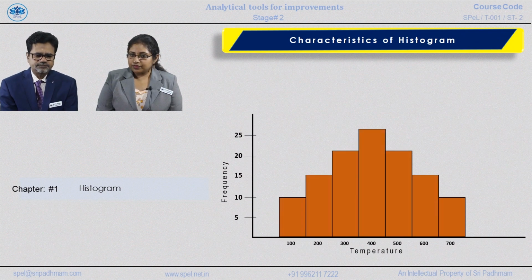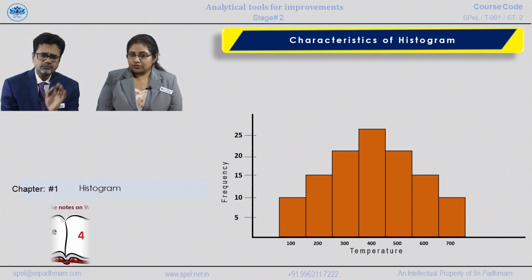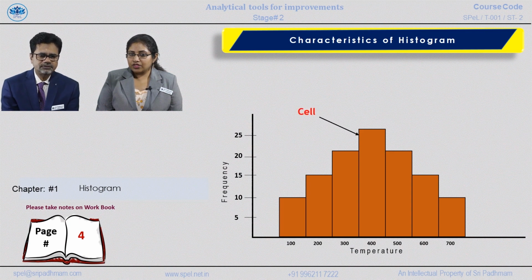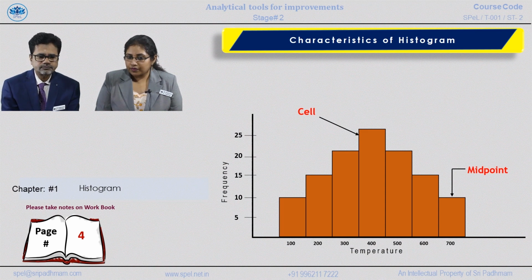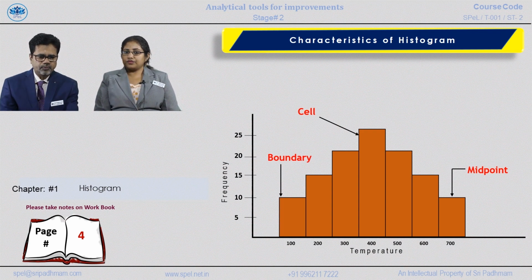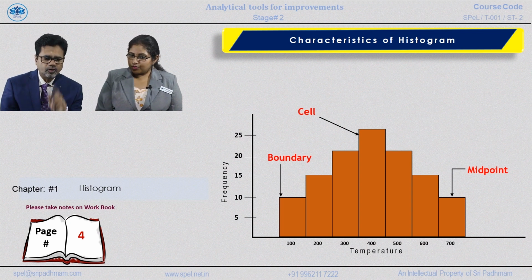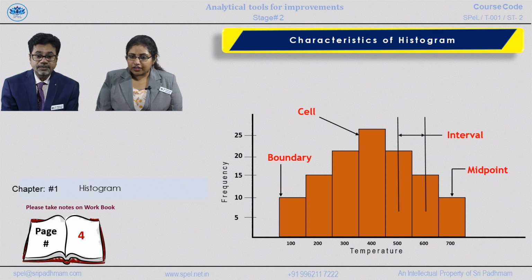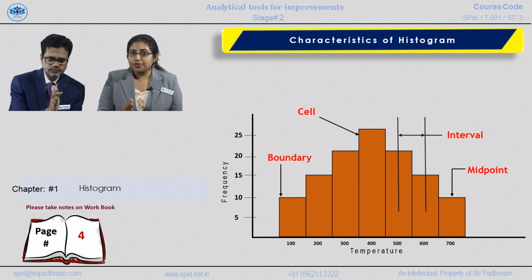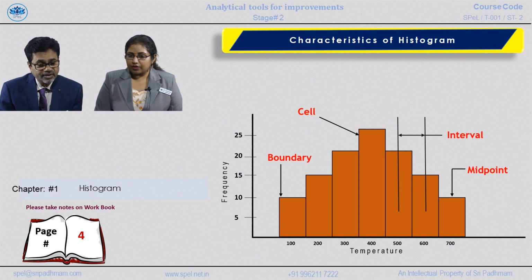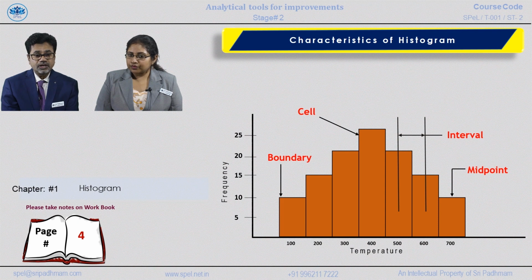Learners, histogram will look like this. X-axis here is temperature, Y-axis is always the frequency. Kindly take a note. This is called a cell, one particular bar. The center of the bar is called the midpoint. Then comes the boundary, the end of the bar. One cell has one midpoint and two boundaries. And the interval is the distance between one midpoint and the next midpoint. Dear learners, this is how a histogram will look.